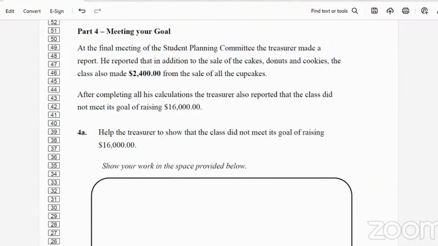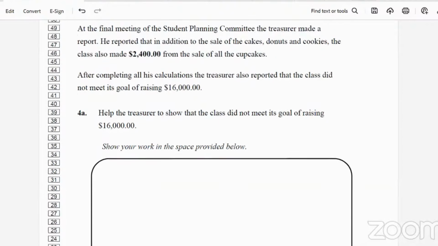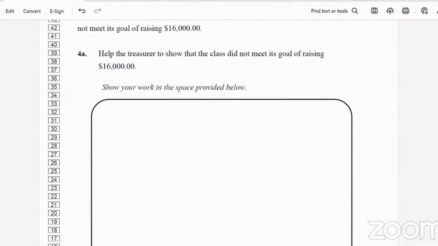After completing all his calculations, the treasurer also reported that the class did not meet its goal of raising $16,000. Help the treasurer to show that the class did not meet its goal of raising $16,000. So how are we going to help show that? We are going to be adding up all the totals from all the different baked products, and then we'll see how much we made all together, to see if it gave us 16 or not.